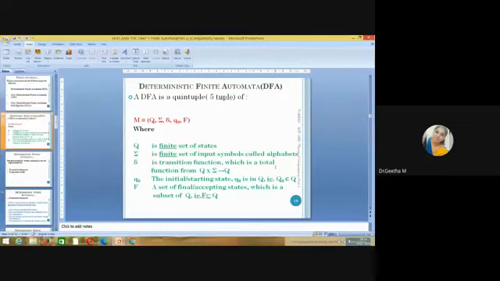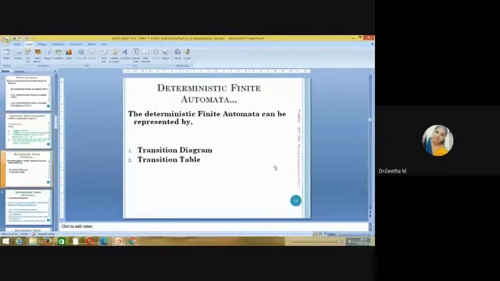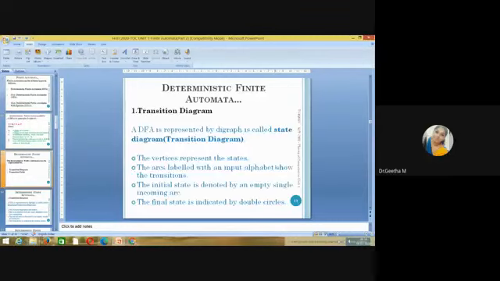You know that q naught is the initial state, it should be in capital Q. Then F is a set of final states. More than one state can be considered as final states. So F is a set of final states. Your finite automata can be represented by either a transition diagram or a transition table.